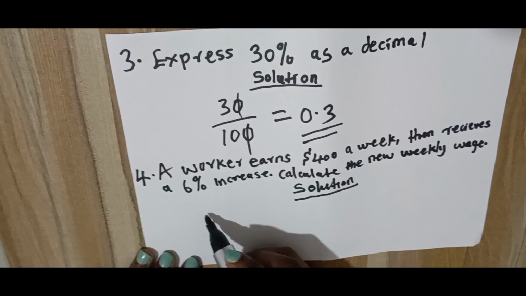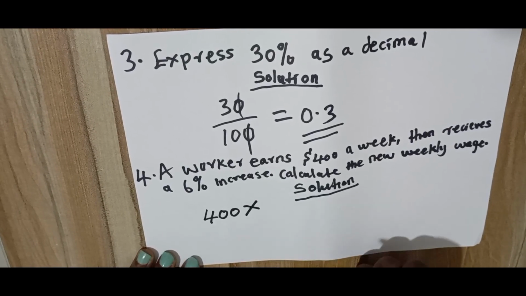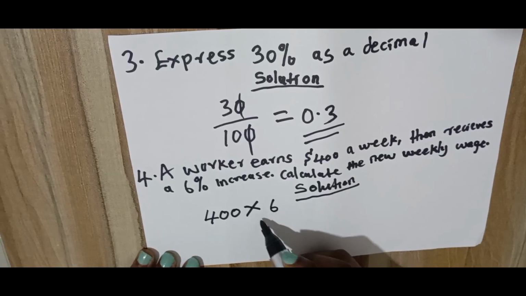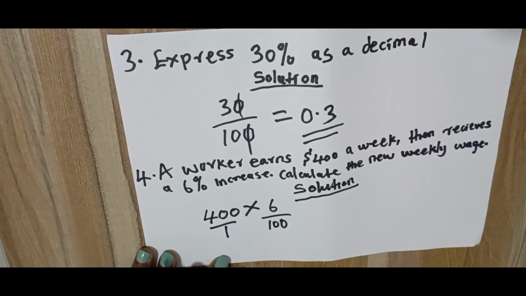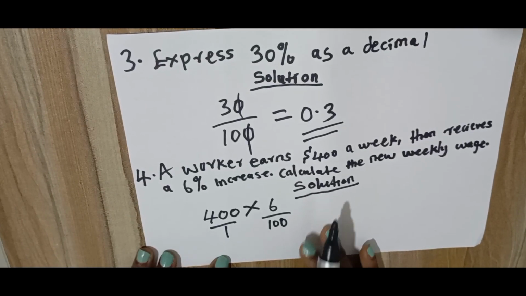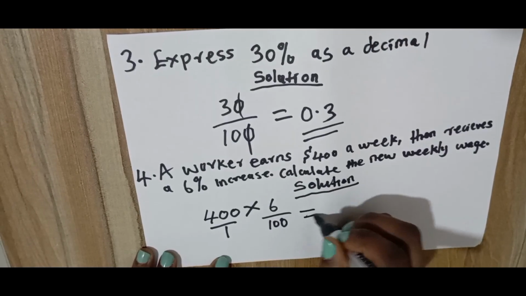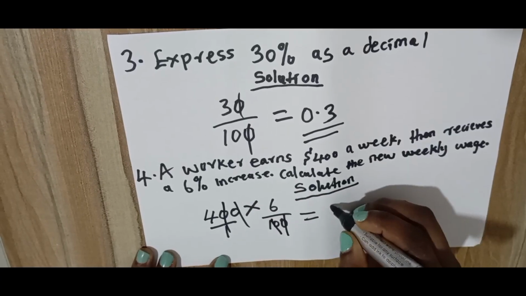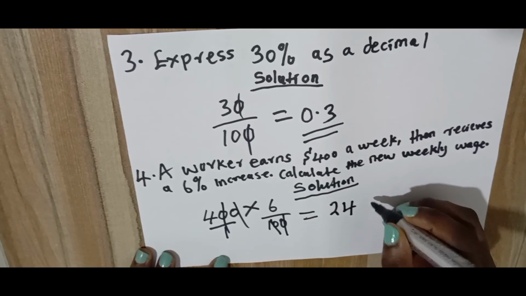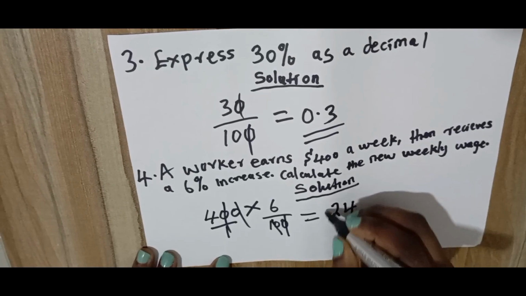So we're going to say 400 times 6 over 100. Okay. So now we want to calculate how much was added to his weekly wage, right? So we're going to cancel the zeros, so we're left with 24. So this is $24. That means $24 was added to his weekly wage, right?